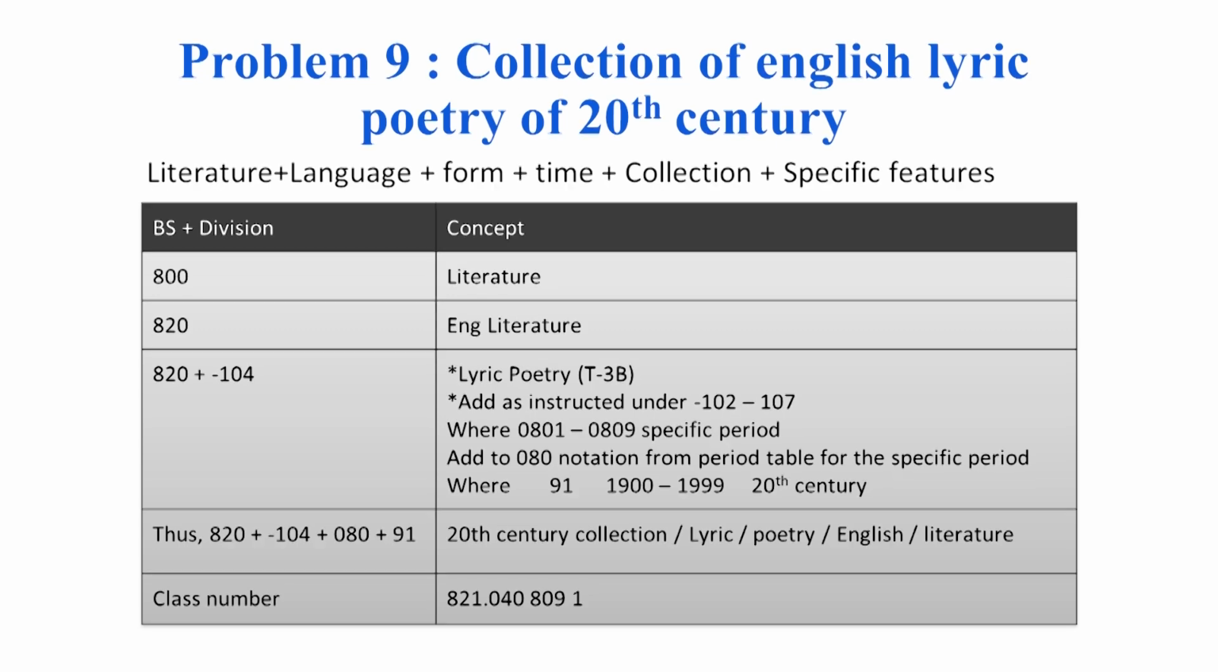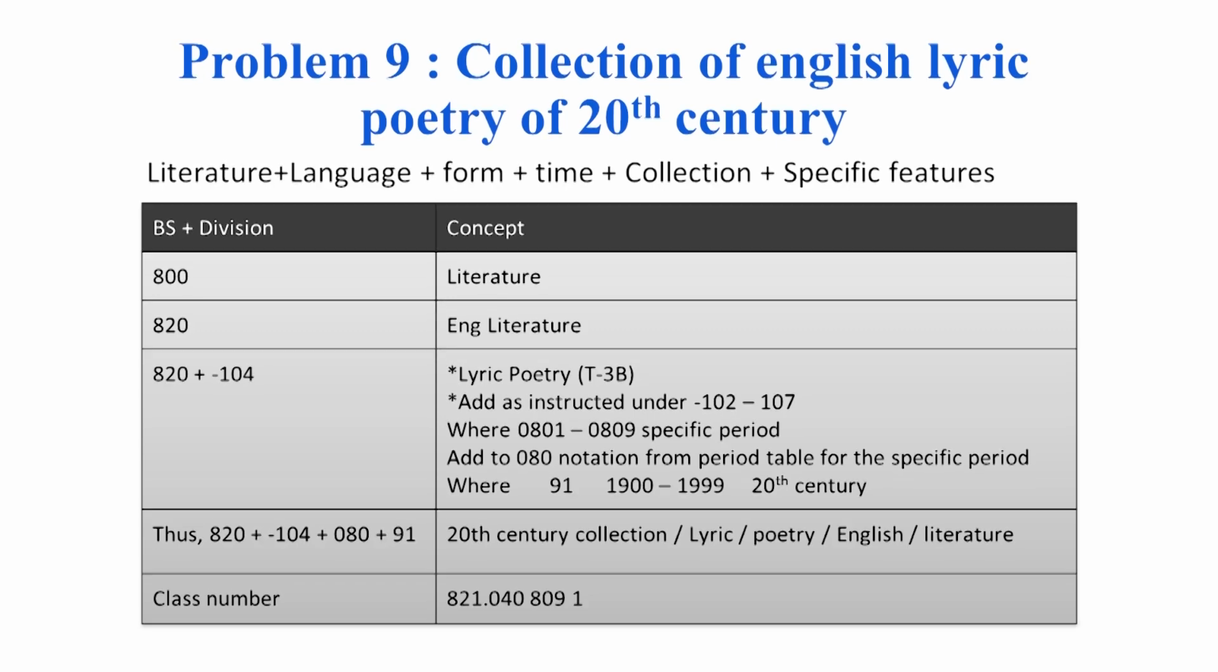So accordingly we will go to the lower margin and we will find that "add as instructed under 102-107", where 0801 to 0809 means for a specific period. Under this number the instruction is to add to 080. We have to add anything to only 080 notation from the period table. Where will you get that time?